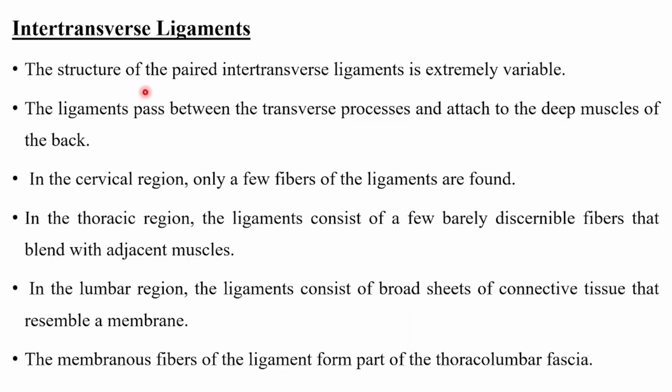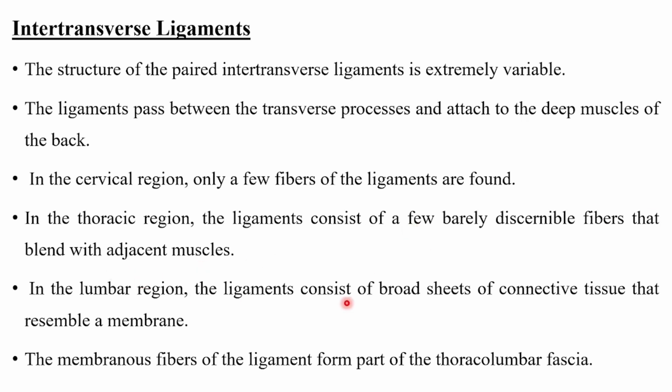Next ligament is your intertransverse ligaments. That means the ligament that is attached between the transverse processes, from one transverse process to another. The structure of the paired intertransverse ligament is extremely variable. The ligaments pass between the transverse processes and attach to the deep muscles of the back. In the cervical region, only a few fibers of the ligaments are found. In the thoracic region, the ligament consists of a few barely discernible fibers that blend with the adjacent muscles.